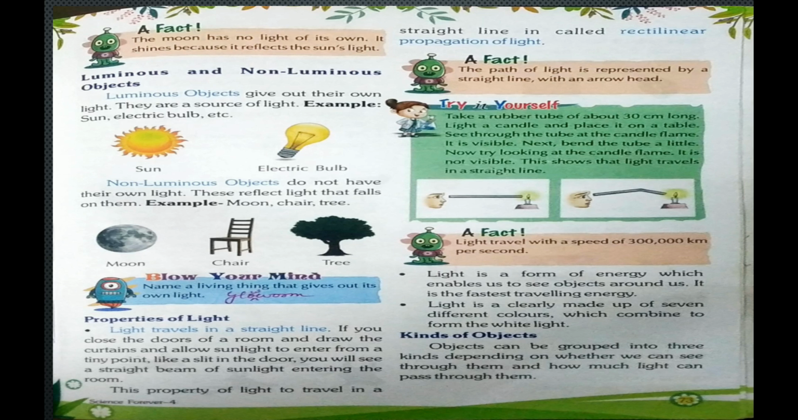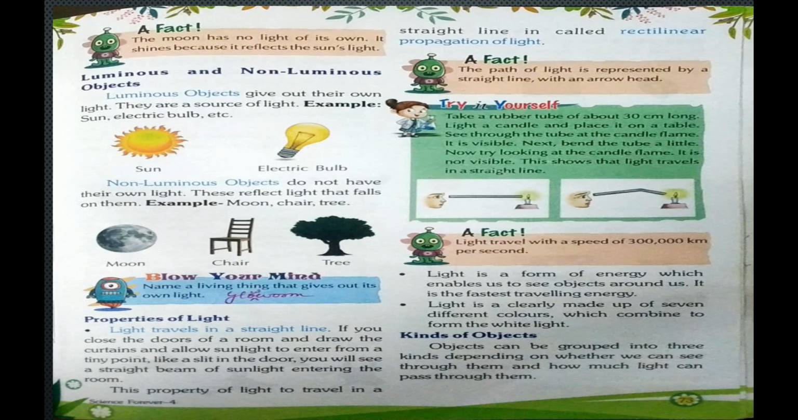Next is luminous and non-luminous objects. Luminous objects give out their own light. They are a source of light. For example, sun, electric bulb, etc. These are two examples of luminous objects which give out their own light. When we switch on the plug, the bulb glows and we get the light. They have their own light.